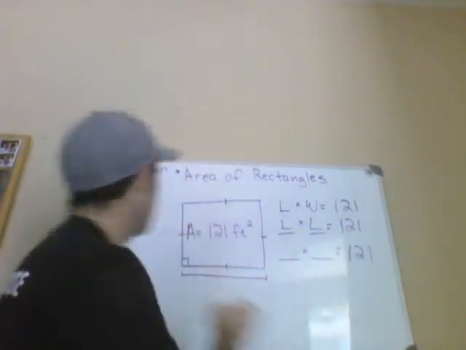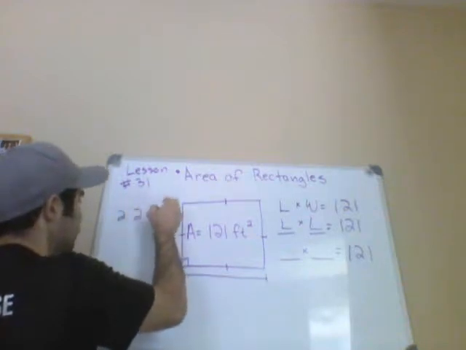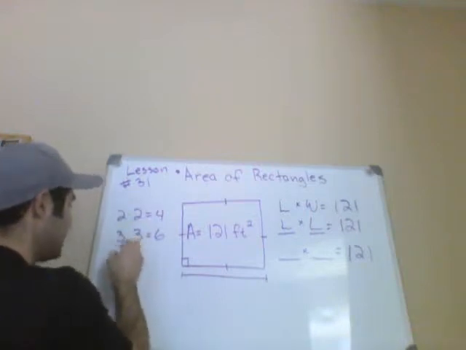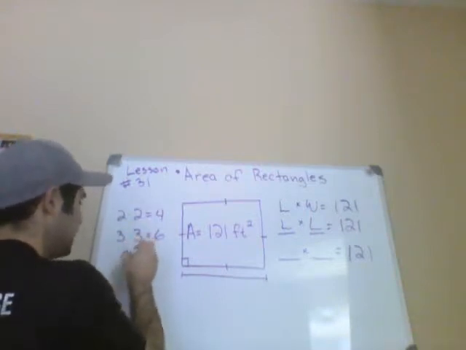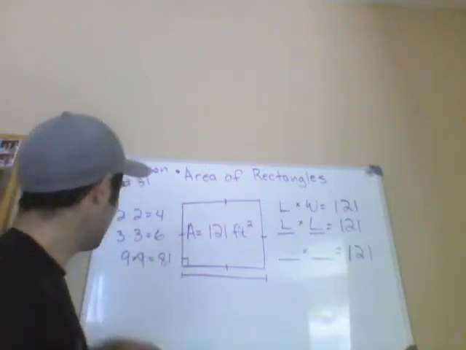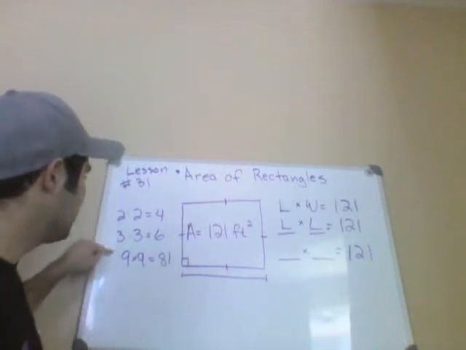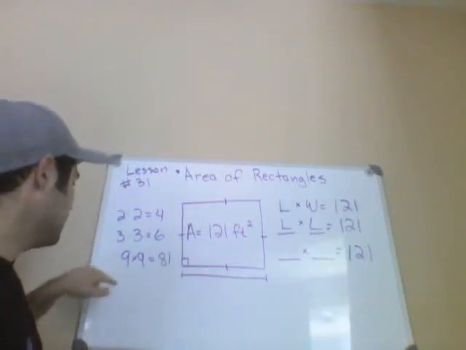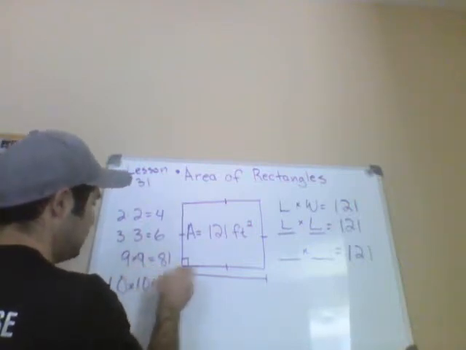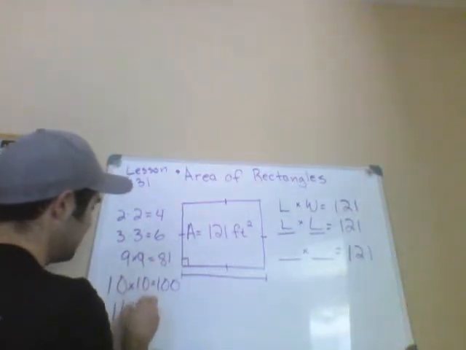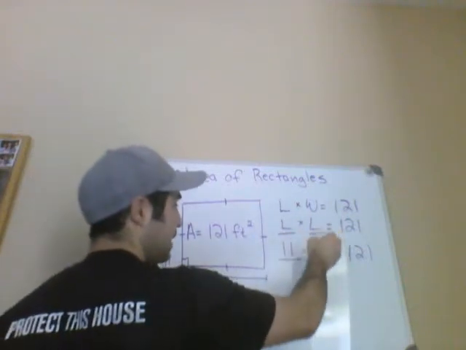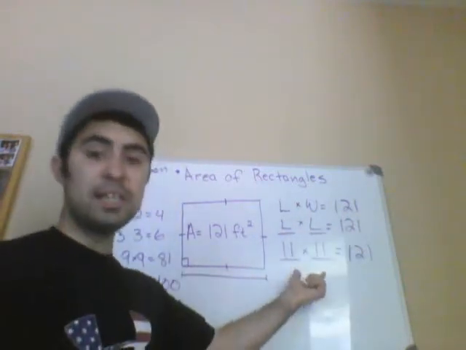Now you got to know your doubles. Okay, so 2 times 2 equals 4. 3 times 3 equals 9. If we take 9 times 9, that's basically 9 squared. That's going to equal 81. Obviously I skipped a few right there, but it's obviously not 9. So what's 10 times 10? Is that 100? Well, that's not there. Let's try 11 times 11. Is 11 times 11 121? Yes.